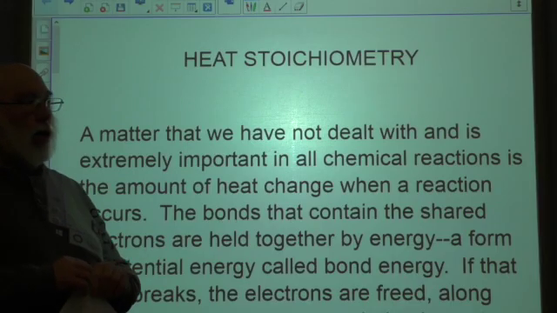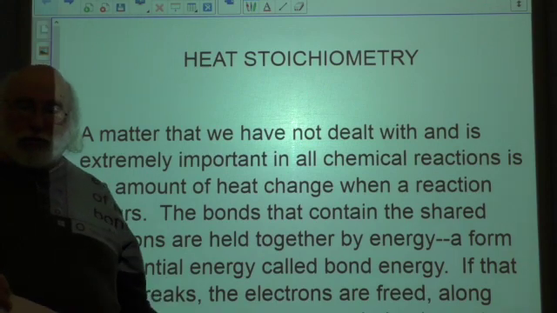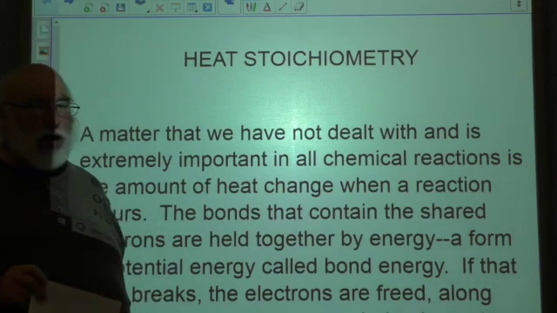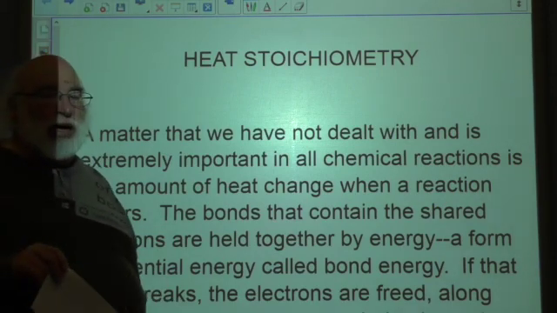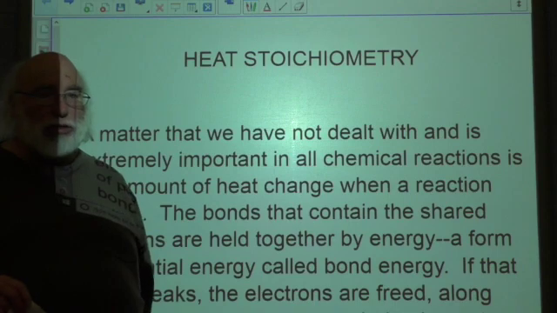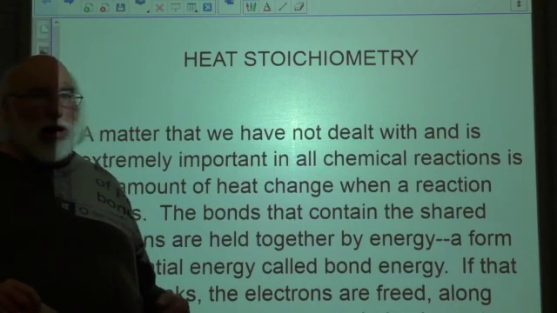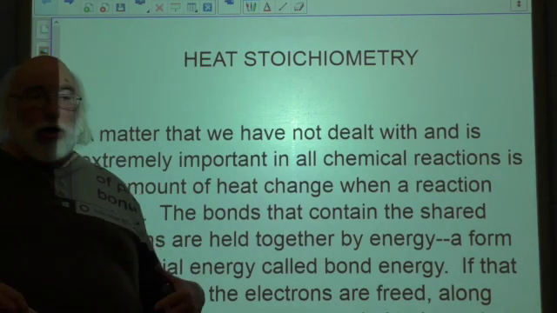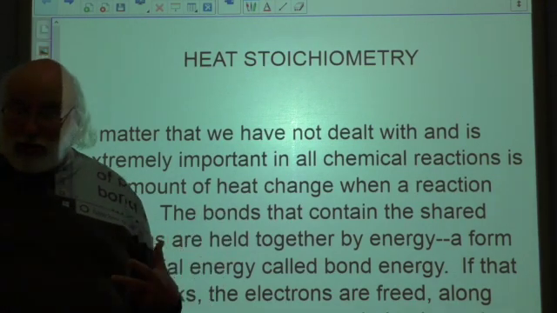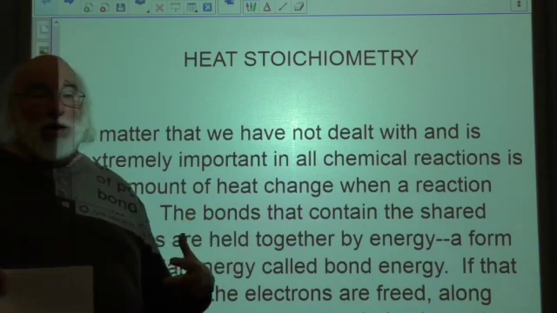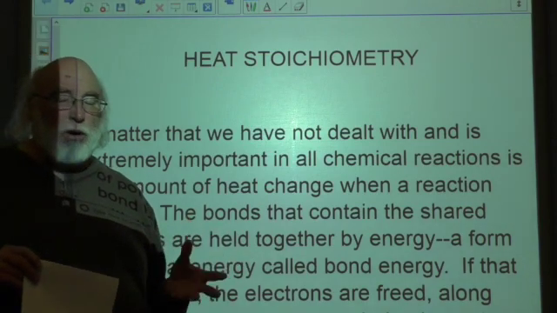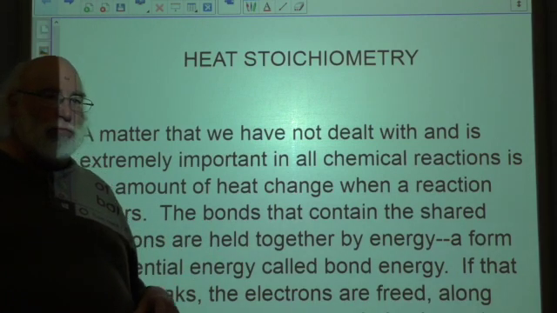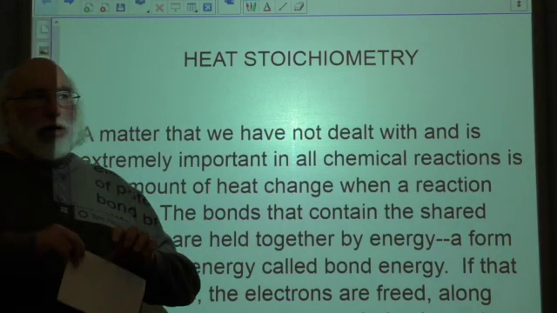All right, the last topic in our stoichiometry section deals with heat stoichiometry. One of the things that we've not really discussed is how heat is important to chemical reactions. We know we have a chemical reaction when one of two things occurs. One, a possible color change. And two, a definite heat change. It may be so small we don't notice it, but every reaction has a different heat change.